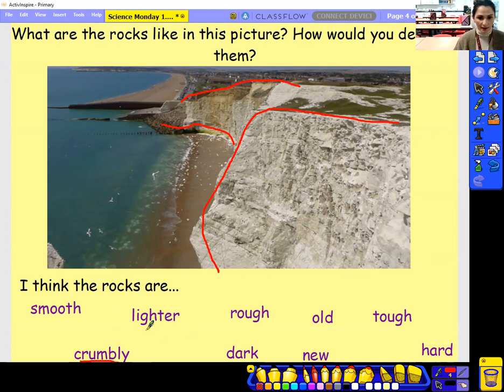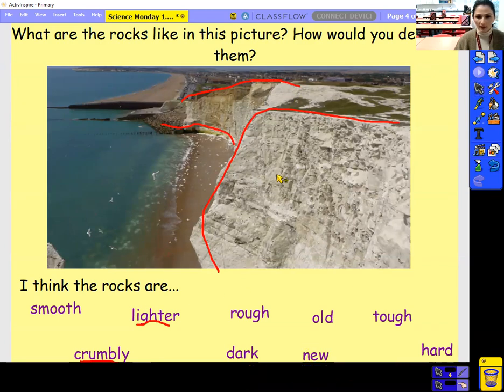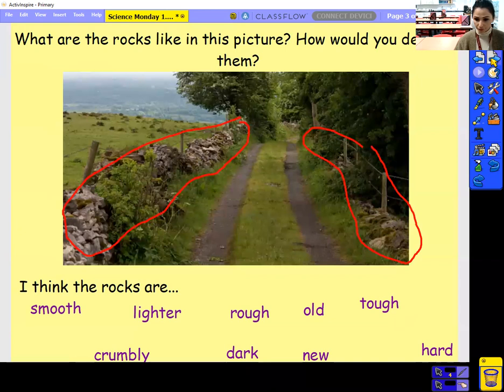I also noticed that it was much lighter, wasn't it? It was much lighter than the rocks in the previous picture as well, wasn't it? And yeah, I thought that was quite interesting. Now, I wonder if any of you used the word new. I wonder, because actually these rocks are very, very old. Even though they're lighter, they're not new at all. They're probably even older than the rocks in the previous picture. I'll go into a bit of a reason why that is later on.